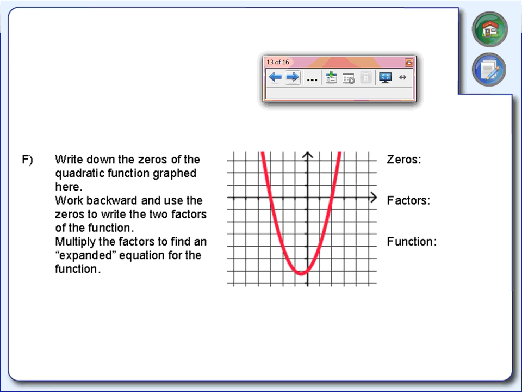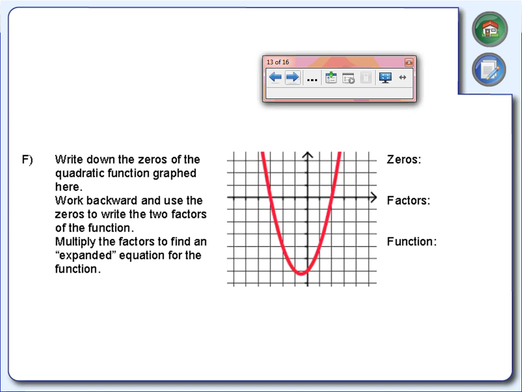All right, let's change it up just a little here. F, what they want us to do is a couple of things here. They want us to write down the zeros of the quadratic that's graphed. Then we're going to work backwards and find the factors. And then we're going to actually use those factors to come up with the equation for that graph. So I'm going to give you the graph. You're going to give me the quadratic equation that goes with that graph.